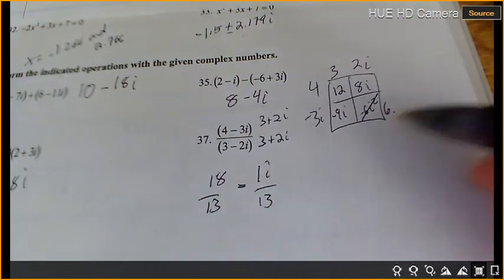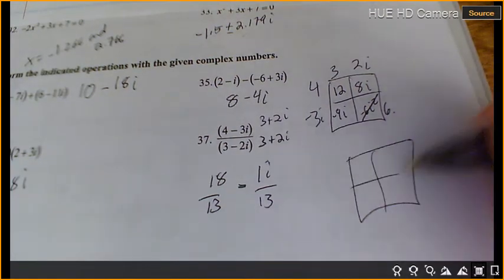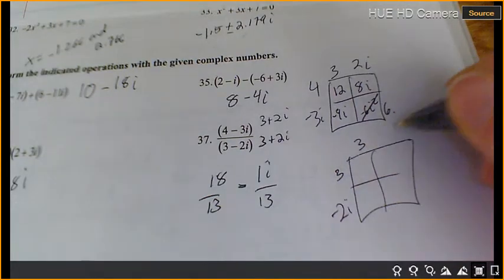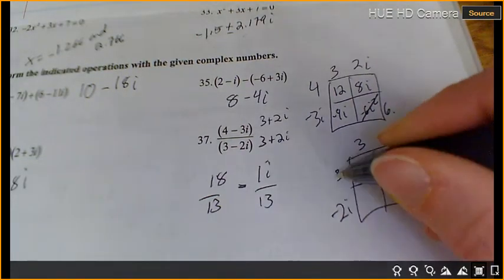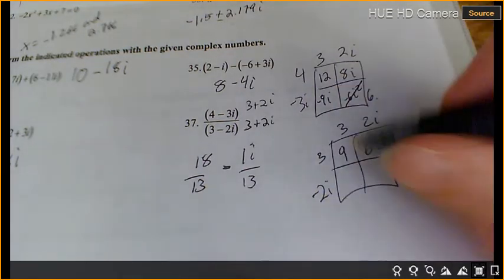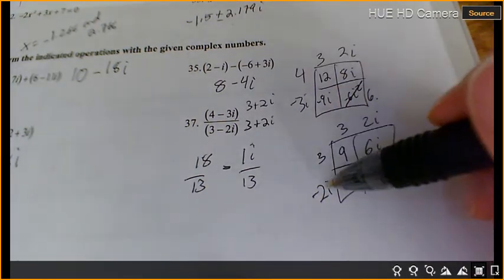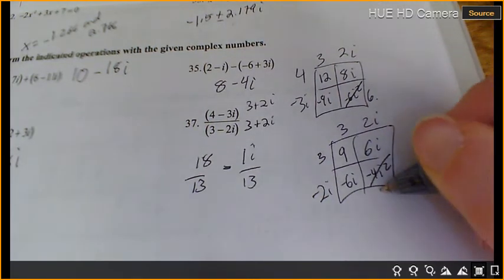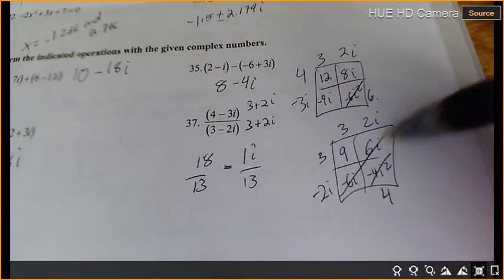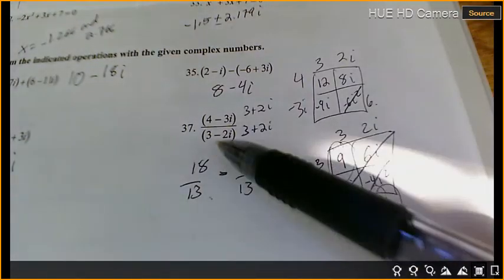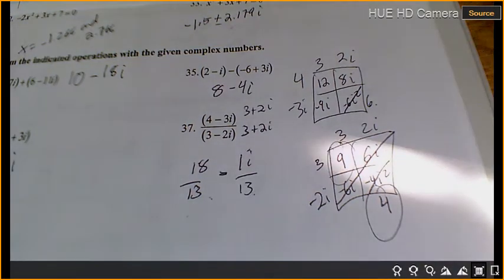Okay, now I'm going to do the bottom, which should just give me a number. 3 and -2I and 3 and +2I. 3 times 3 is 9. 3 times 2I is 6I. -2I times 3 is -6I. And -2I times 2I is -4I squared, which is 4. 6I and 6I cancel each other out. 9 plus 4 is 13. So that's why there's a 13 on the bottom of both of those.